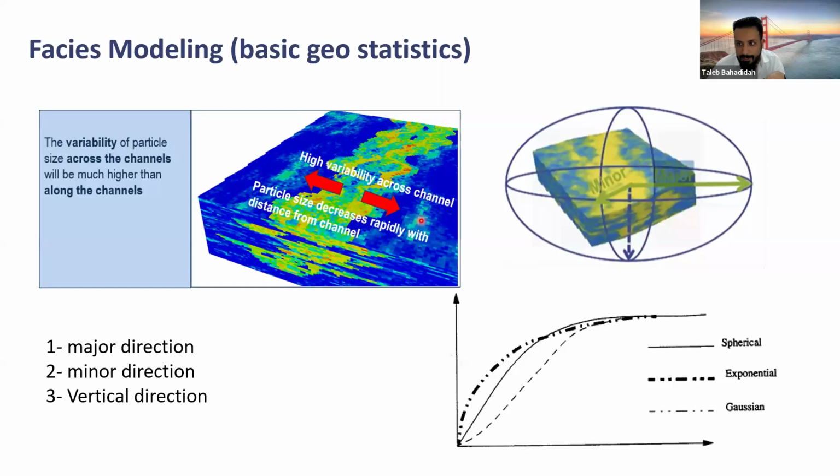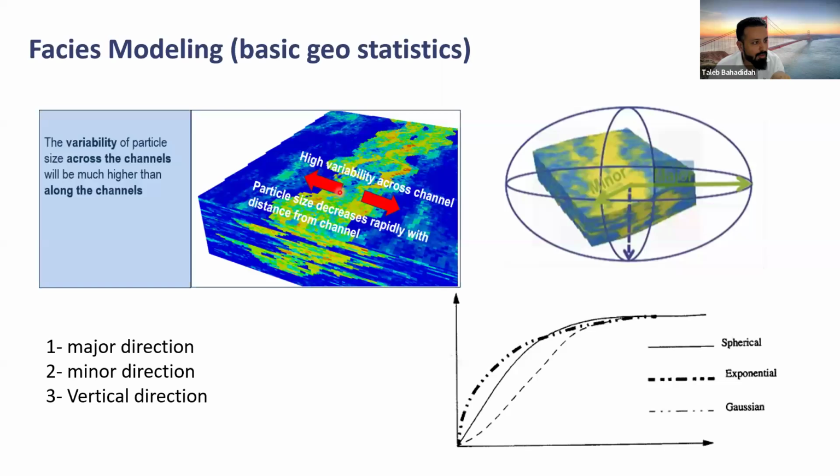So the range in the major direction is always bigger than the range in the minor direction. Why? Because along the channel system, which corresponds to the major direction, the degree of dissimilarity is very low. Hence, the variance will be very low. So you have a big range here, which means each facies is linked. A big range means the relation is stronger.